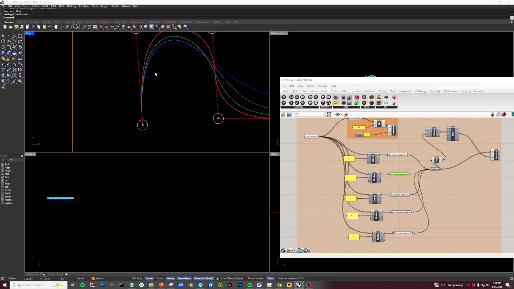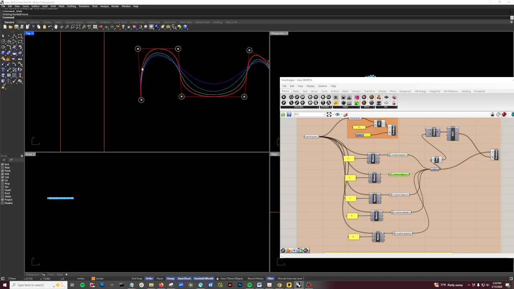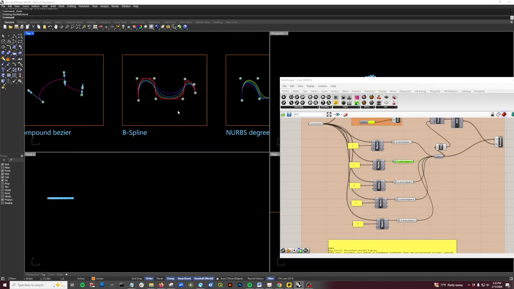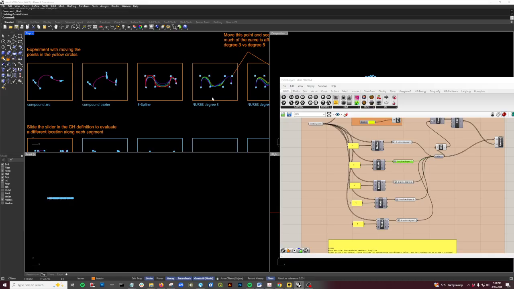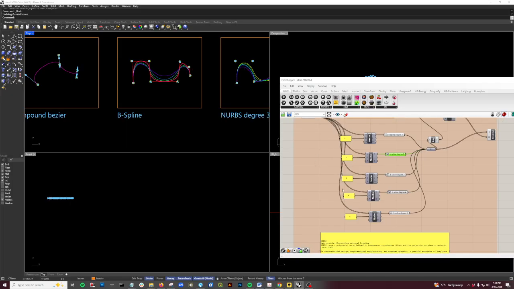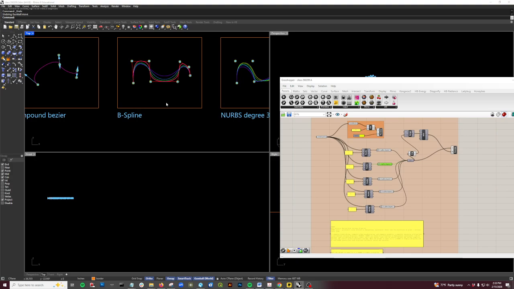Degree two means that any point along here is going to be controlled a little bit by that point and a little bit by this point. Or any point along here is going to be controlled a little bit by that control point and a little bit by that control point. If you have a higher degree, it means that a point along the curve right here is going to be affected by more control points. And that's a B-spline.